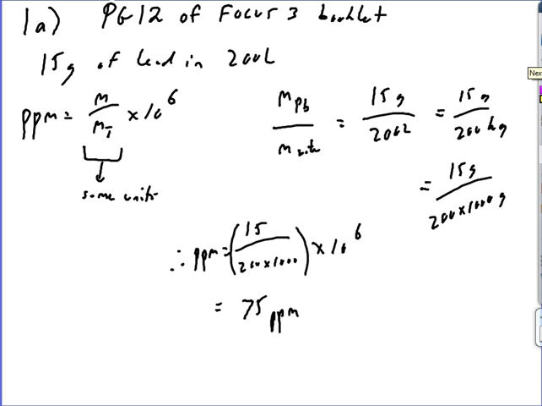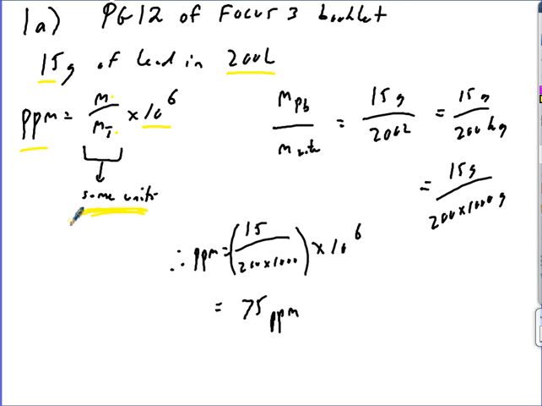And the first one, page 12, question 1a says, convert 15 grams of lead in 200 litres to parts per million. And you've got to realise that parts per million is your mass divided by the total mass times by a million. But the key thing for parts per million is that these two things have to be the same units. It doesn't matter what units you choose as long as they're the same.